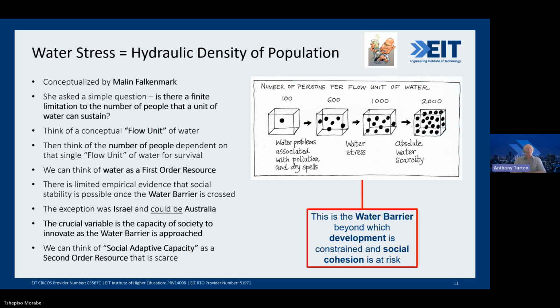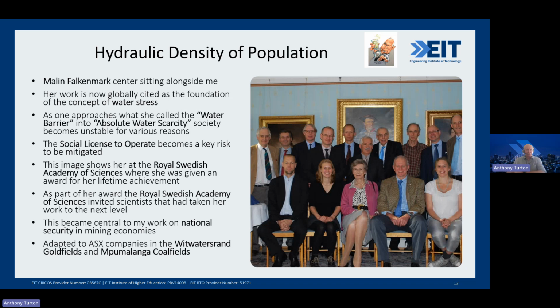South Africa has had a very high level of social adaptive capacity. It is currently dwindling for a number of reasons. We won't go into that now, but just think of social adaptive capacity, or the capacity of a society to adapt to changes in water resource availability, as a resource in and of itself. So if it's a resource, how do we create it? How do we culture it? How do we grow it? How do we nurture it? And this is where we've got to start moving the engineering professions, the engineering professionals, if we're thinking about the future. So we're talking now about the hydraulic density of population.